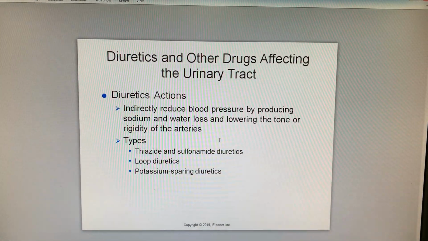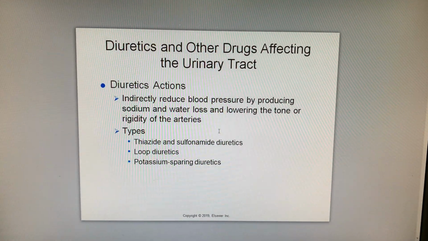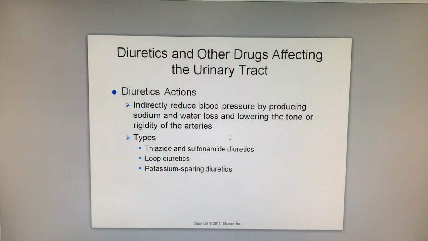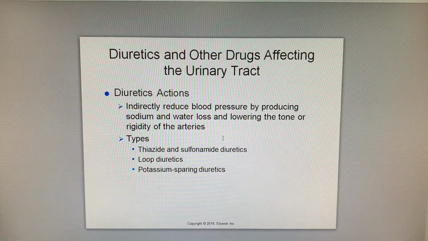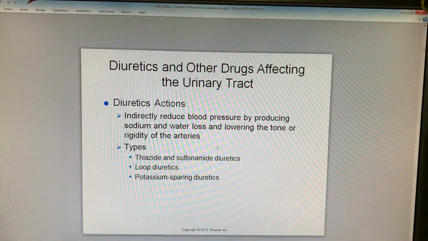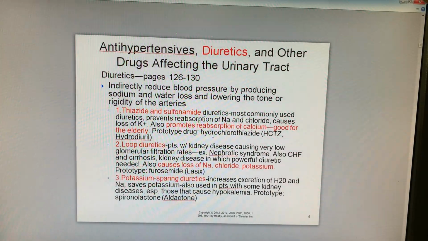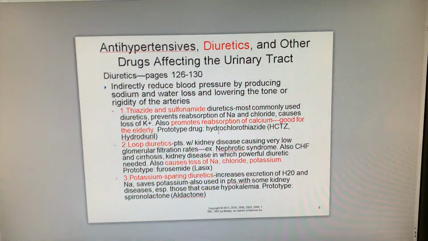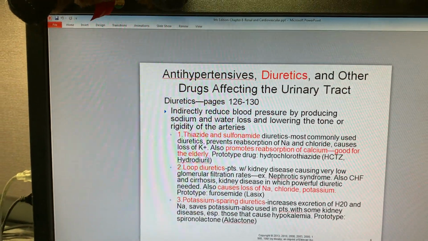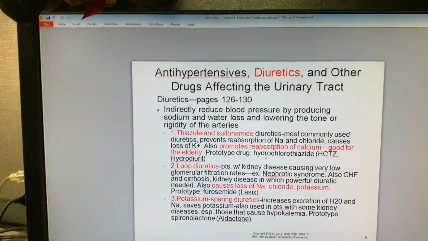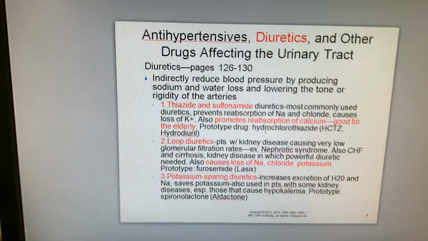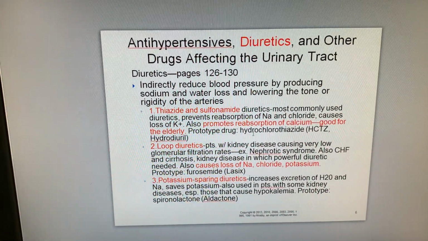So we'll be talking about 3 categories of diuretics. We're going to be talking about thiazide and sulfonamides, and they are related to each other. We'll talk about loop diuretics, and we will talk about potassium-sparing diuretics. So on pages 126 to 130, we talk about various kinds of diuretics that indirectly lead to blood pressure reduction. And many times doctors will prescribe not only a blood pressure medication, but also a diuretic to get rid of extra water.